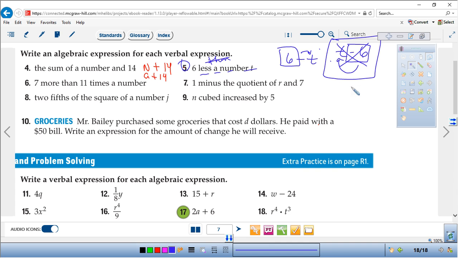Okay, any questions on that one? That's a good one. Good little trick question. I like that one. Okay, try 7 now, or try 6, guys, number 6. Okay, 7 more than 11 times the number.